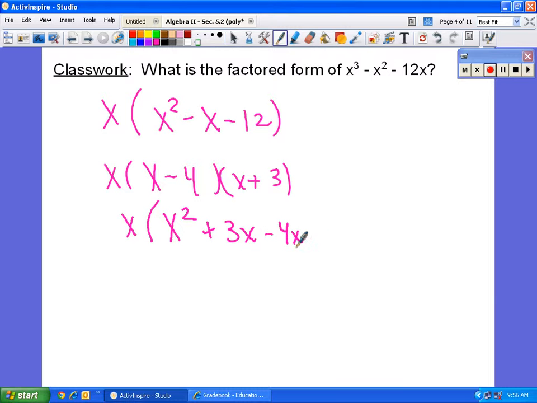And then the last terms, negative 4 and 3 is negative 12. Combine my like terms, 3x and negative 4x. I get x squared minus x minus 12. And now I'm going to distribute. So x times x squared is x to the third. X times negative x is negative x squared. Negative 12 times x is negative 12x.